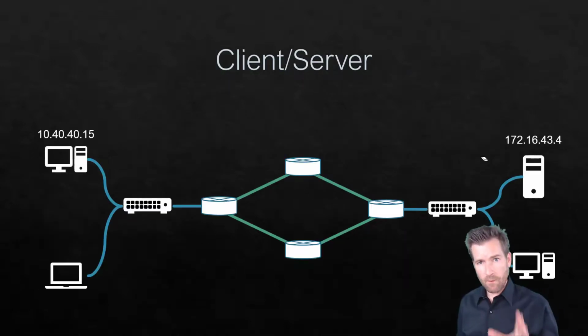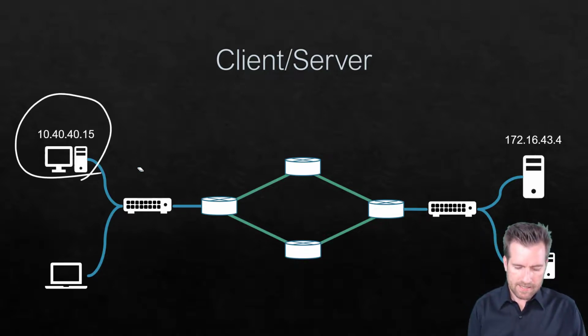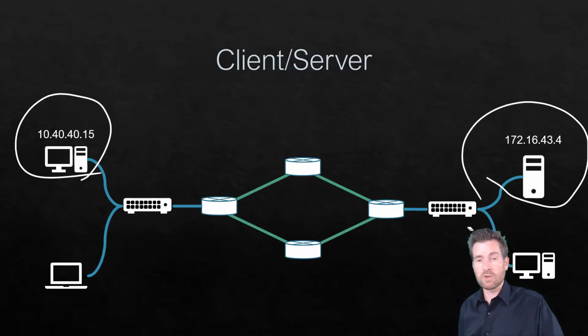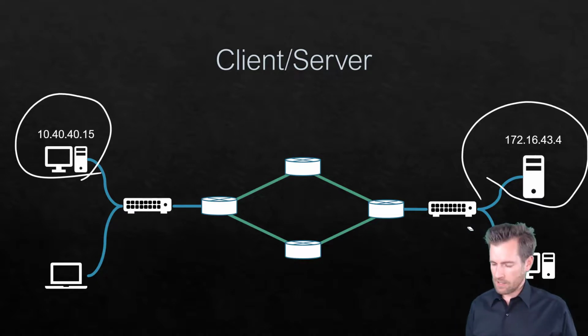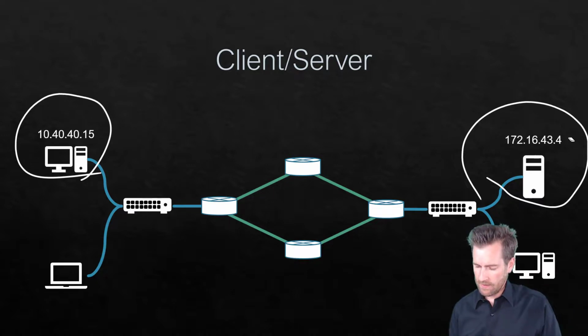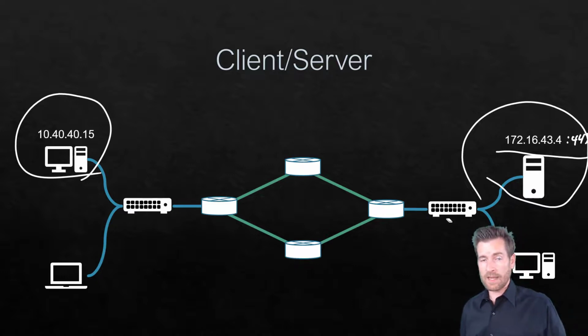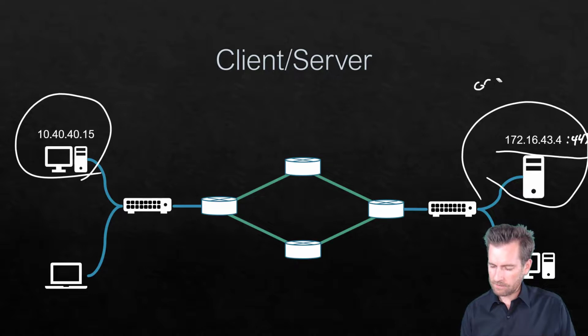All right, let's recap that one more time to make sure that we understand that concept. So we have a machine over here that's 10.40.40.15. It's trying to reach the server, which is 172.16.43.4. What's going to happen is it's going to be addressing a specific service. So let's, in this case, say it's port 443. So this is the socket on this side that it's going to access. And we know that it's 443, so it's probably HTTPS, probably some sort of web page that it's trying to access. So that is the socket on this side.